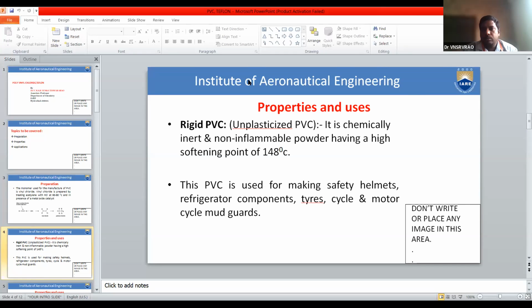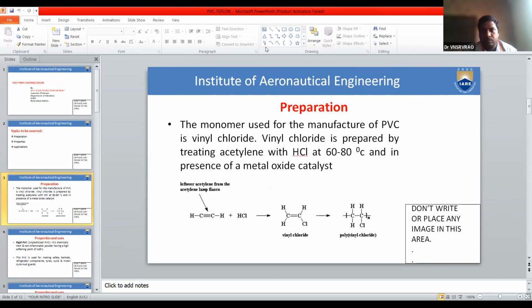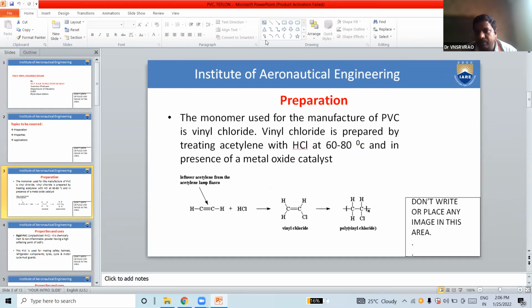Okay, ma. Sorry for the inconvenience, ma, due to a Wi-Fi problem. Again, I rejoined. Okay, ma. All of you, is the slide visible? Preparation of PVC. Emma, all of you, is the slide visible? Preparation of PVC. Yes, sir. Yes, sir. Okay, ma.